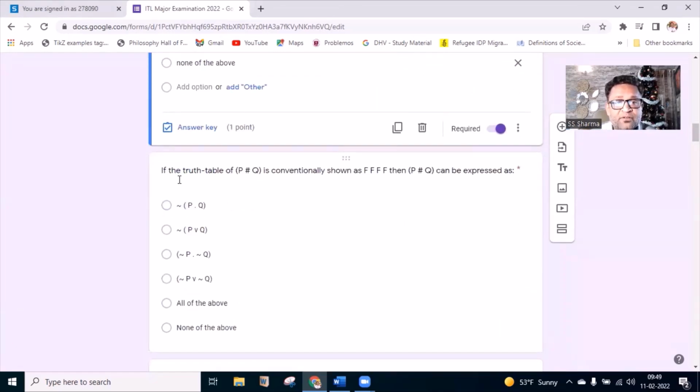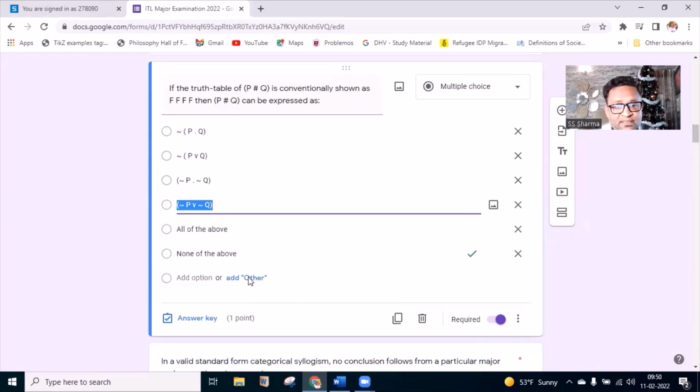Now, in the next question, the truth table of P hashtag Q is conventionally shown as all F, that means it is a contradiction. Then P hashtag Q can be expressed as which option? And if you see, none of the options available over here will actually give you a contradiction. Since you know the truth table of P dot Q, a negation on that will not make a contradiction. Similarly, you know all these truth tables you have gone through in your course. So none of these will actually make a contradiction. So the answer was none of the above, as you can see.